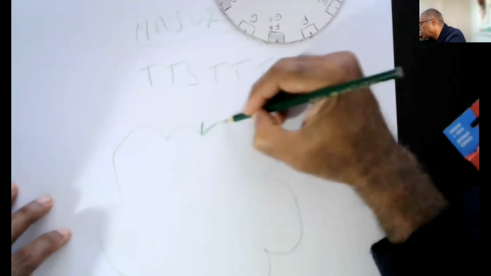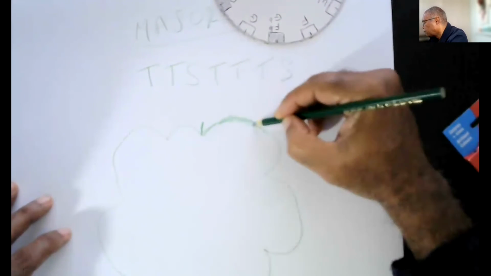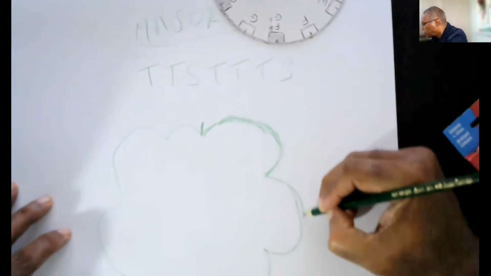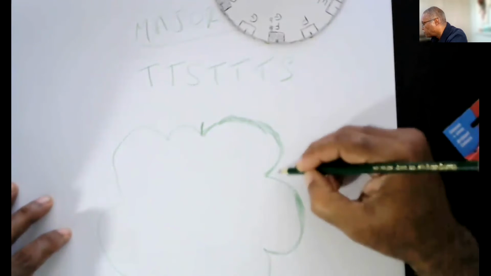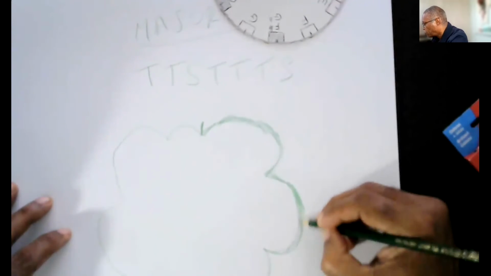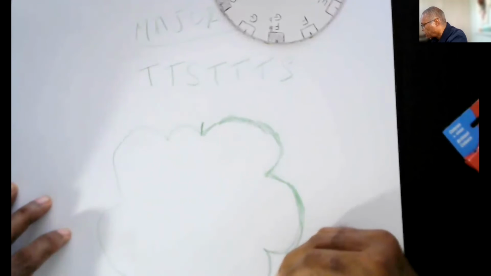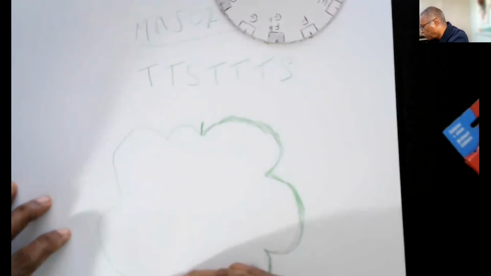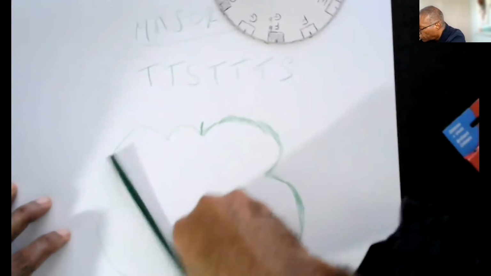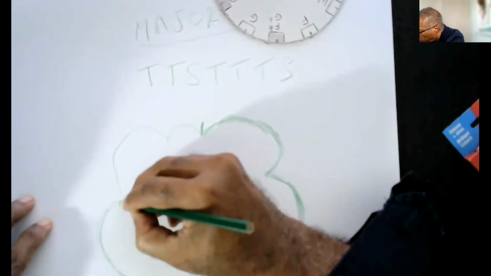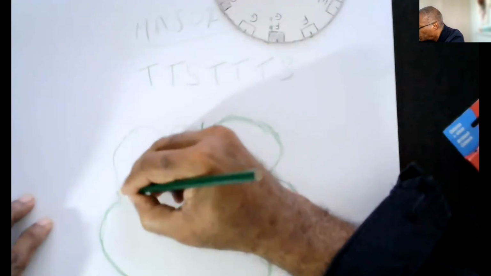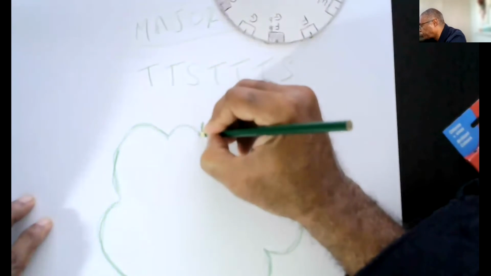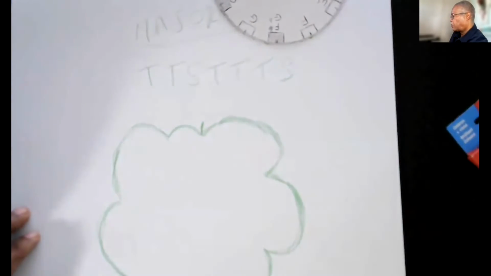Let me just darken it a little bit. Tone, tone, tone, tone, tone, semitone, the smaller one here. And then we go again, tone, tone, tone, and then semitone. So you have a nice little pattern here.